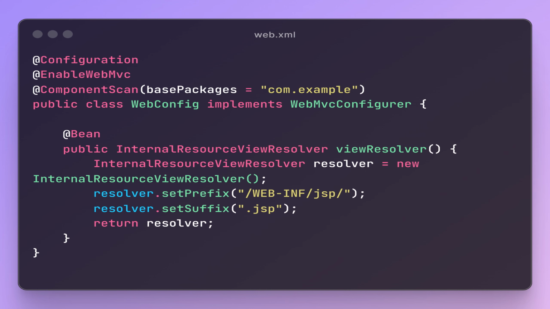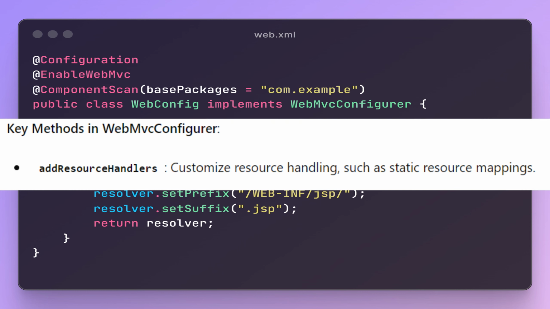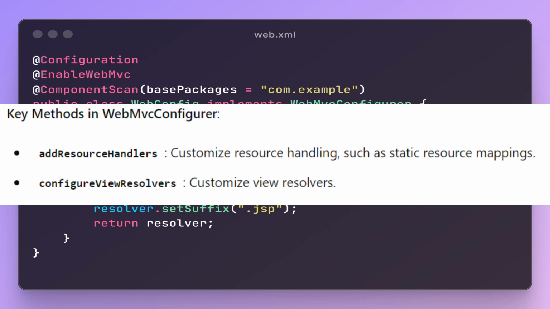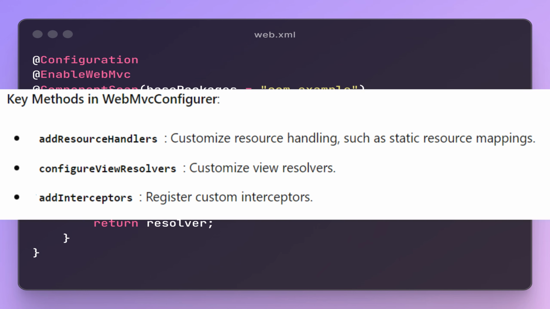Now we have implemented the WebMvcConfigurer interface. This interface provides default methods that can be overridden to customize various aspects of Spring MVC. If we want to customize resource handling, such as static resource mapping, then we can override the addResourceHandlers method and provide our own implementation. To customize view resolvers, we can override the configureViewResolvers method. If we want to register custom interceptors in our application, then we can override the addInterceptors method.